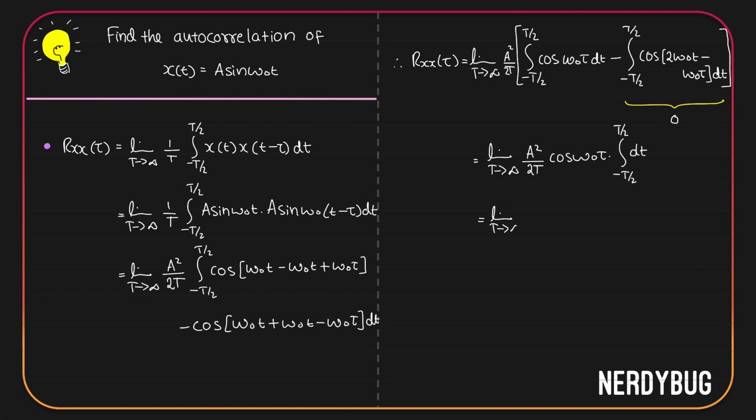This is limit t tends to infinity, A square by 2t cos omega naught tau, integral dt is just t, from minus t by 2 to t by 2. And this gives us limit t tends to infinity, A square by 2t cos omega naught tau multiplied by t by 2 minus minus t by 2, just t. So t over here and t over here will get cancelled. After that there is no t anywhere here. So limit t tends to infinity doesn't affect our equation. We can simply write this is A square by 2 cos of omega naught tau.